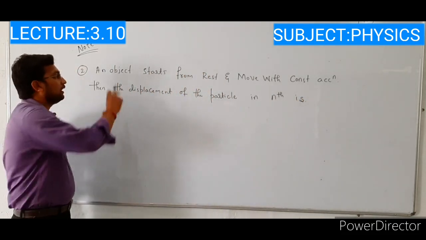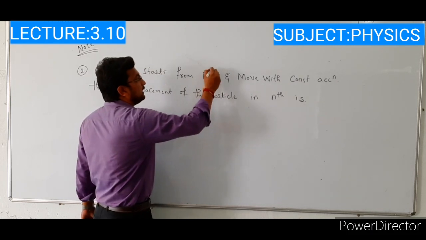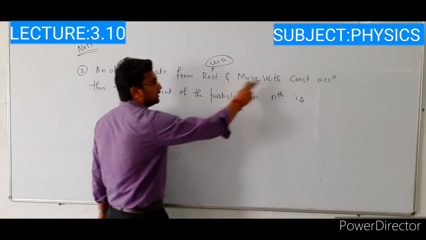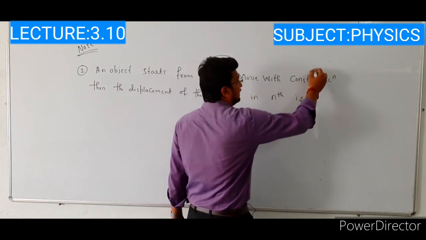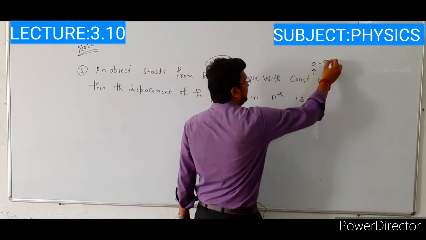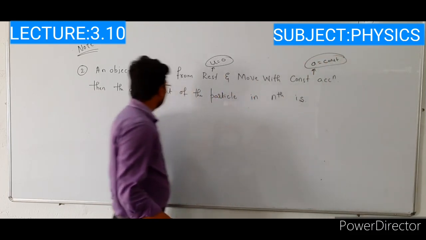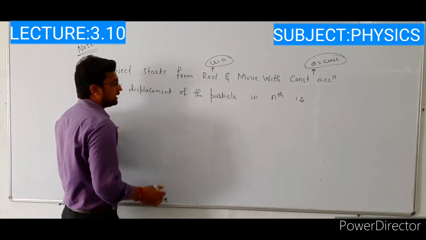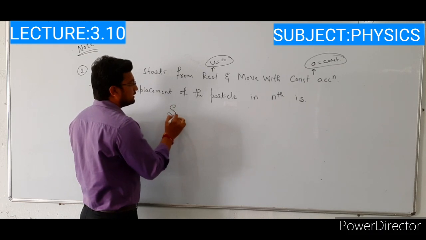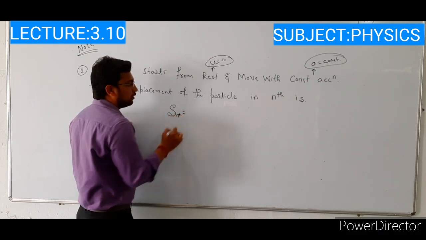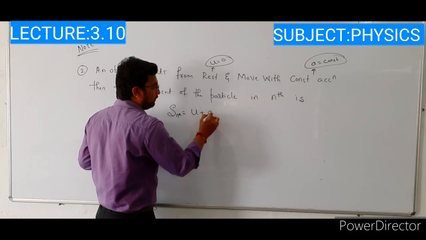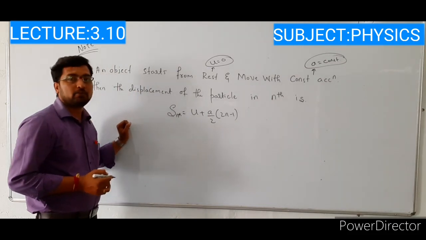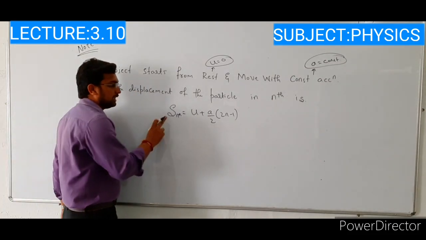Okay, here is also the same. An object starts from rest means initial velocity of an object is 0. That means u is equal to 0. Moves with a constant acceleration. So here acceleration is constant. So then the displacement of the particle in nth second. So already we know that the displacement of the particle in nth second formula is s suffix n, that is equal to u plus a by 2 bracket of 2n minus 1. So in this case they are given nth displacement, right?